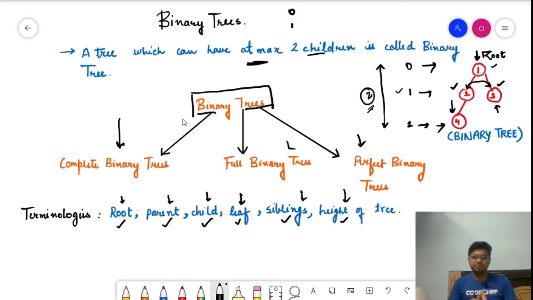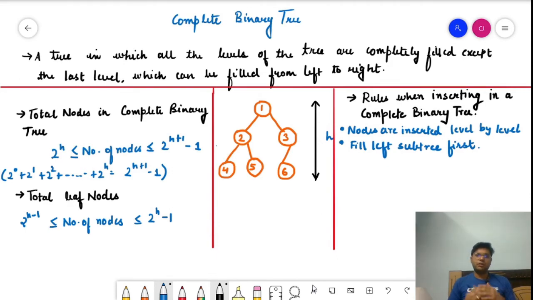So let's start. Okay guys, now let's start the discussion on complete binary trees. We have seen what a binary tree is. Now let us start with the first thing that is very important and very prominently used, that is the complete binary tree. So let's start with the definition first.